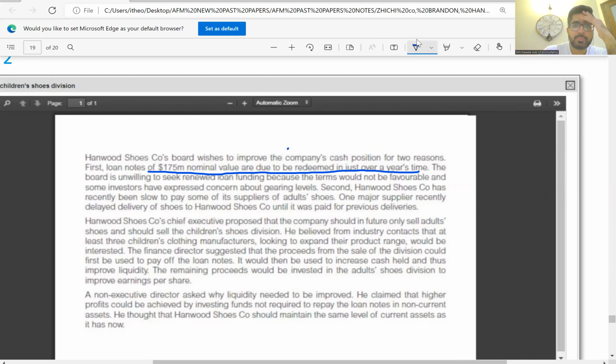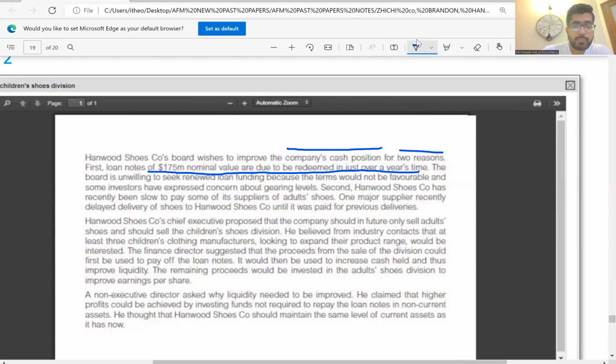Board is wishing to improve the company's cash position. There are 2 reasons. One, the loan notes of 175 million are due to be redeemed and they are not seeking to renew the loan, and some investors are also concerned about gearing. Second, you are not paying suppliers on time, so they have also made late deliveries.